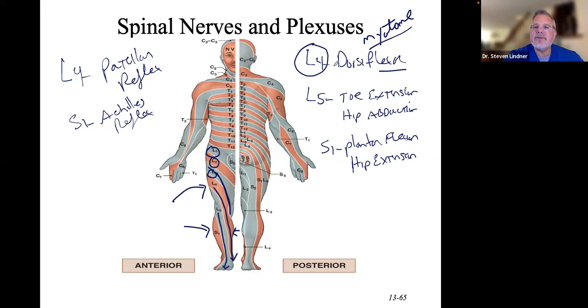So if they have trouble walking, like stepping on their heel, their calcaneus, and they can't dorsiflex their foot, I would say, all right, now the L4 myotome isn't good. The L4 dermatome is no good. Let's check the L4 reflex. Let me take the reflex hammer and tap over the patella tendon.